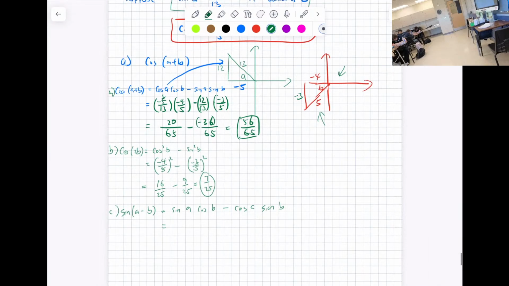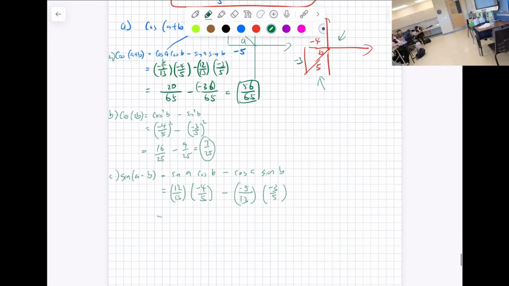What is sine of A? 12 over 13, thank you. And the cosine of B is what? Negative 4 over 5. Minus, what's the cosine of A? Good. And the sine of B? Negative 3 over 5. Perfect. So that's equal to negative 48 over 65, minus, this one's going to be 15 over 65. So that's going to be minus what? 63 over 65.